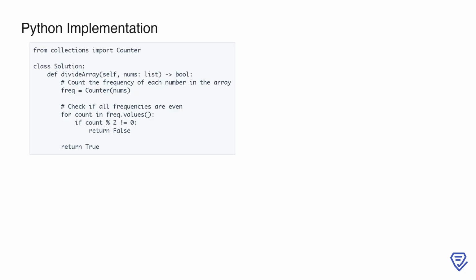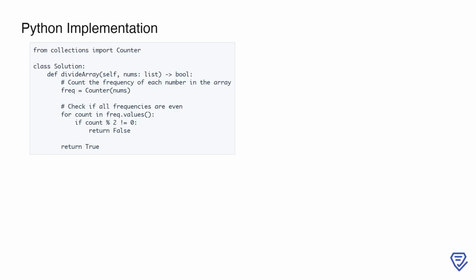1. Importing Counter. The collections Counter is imported to count the frequency of each element in the array efficiently. This avoids manually iterating through the array to calculate frequencies, making the code cleaner and faster. 2. Counting frequencies. The Counter(nums) function is used to create a dictionary-like object where the keys are the unique elements of the nums array, and the values are their respective counts. For example, if nums equals 1, 2, 2, 1, 1, 1, then frequency would be {1: 4, 2: 2}.